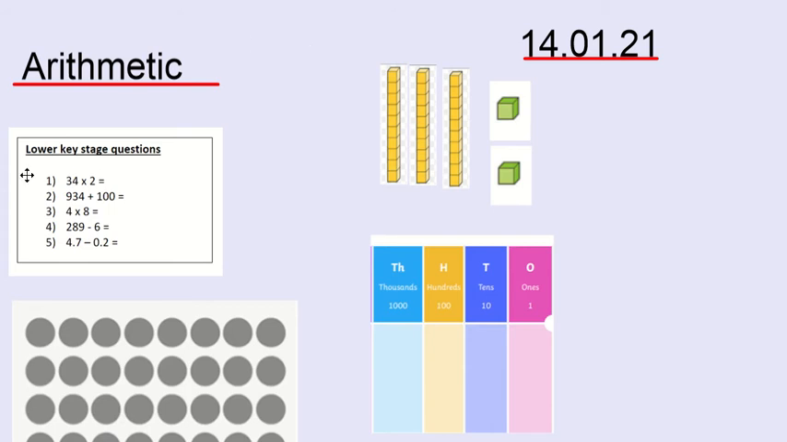So, lower key stage questions. Question 1 was 34 times 2. Now we know that when you're timesing by 2, that's the same as doubling. 2 lots of something. So again, I've got my Dienes here ready to help me. And I've got my 30, 4. Okay, so I've got 3 lots of 10s and 4 lots of 1s.